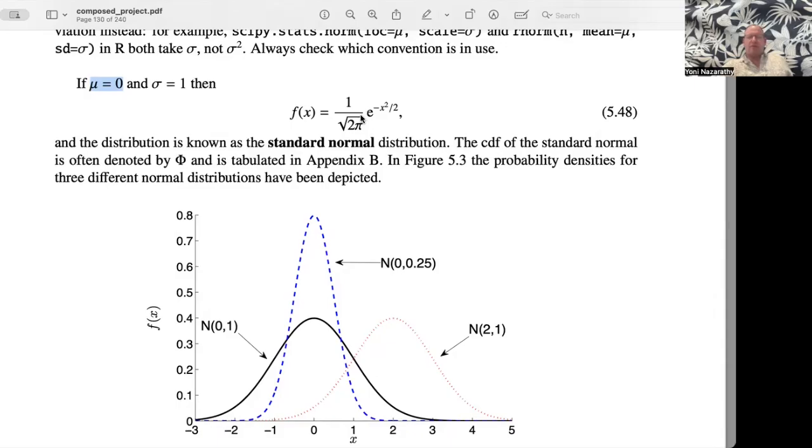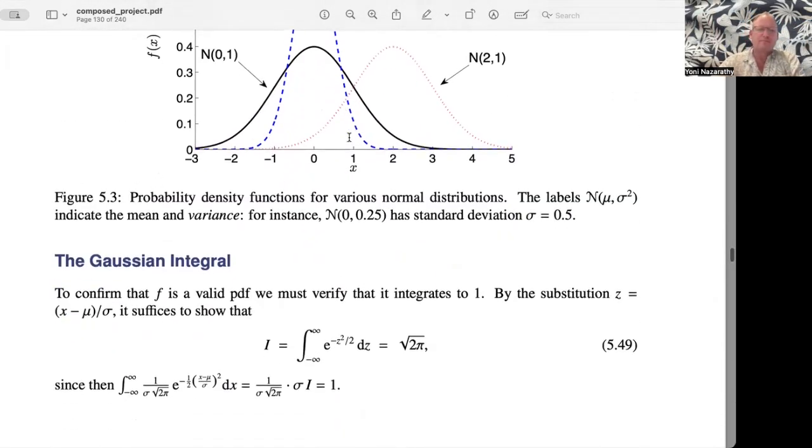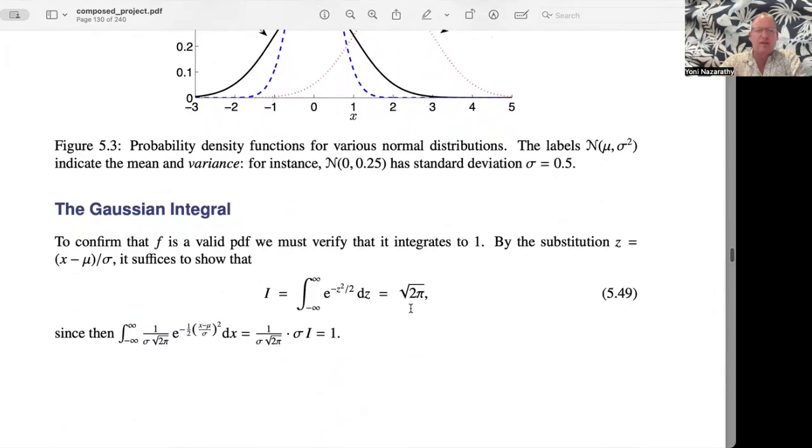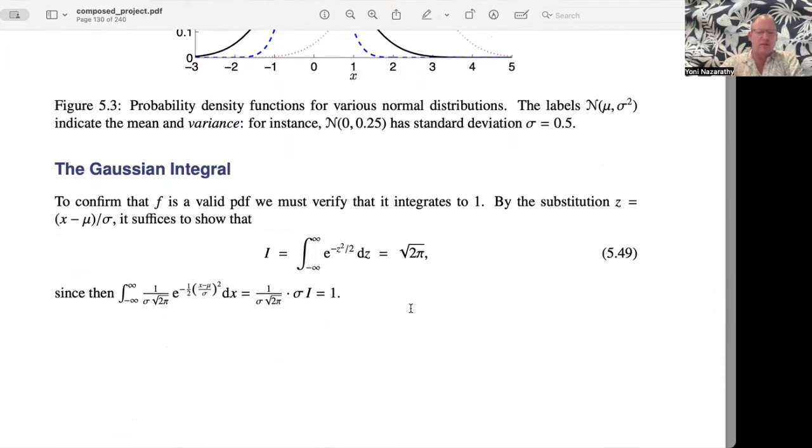And it turns out that for this thing to integrate to 1, well, the integral of e to the minus x squared over 2 from negative infinity to infinity is the square root of 2 pi. And this is why we normalize by 1 on the square root of 2 pi. Now, to actually see that this integral is the square root of 2 pi is not the easiest thing in the world, certainly not the most trivial thing in the world.